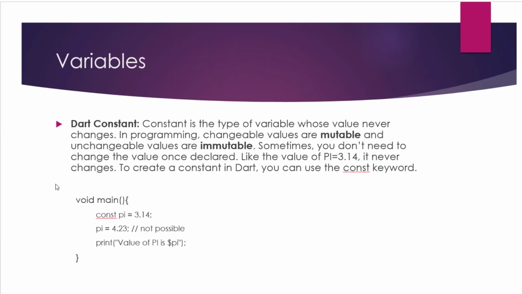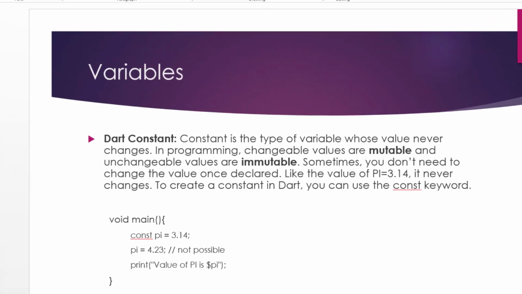Next slide. Dart constant. So the constant is very important in any programming language. Constant is a type of variable whose value never changes. In programming, changeable values are mutable and unchangeable values are immutable, right?